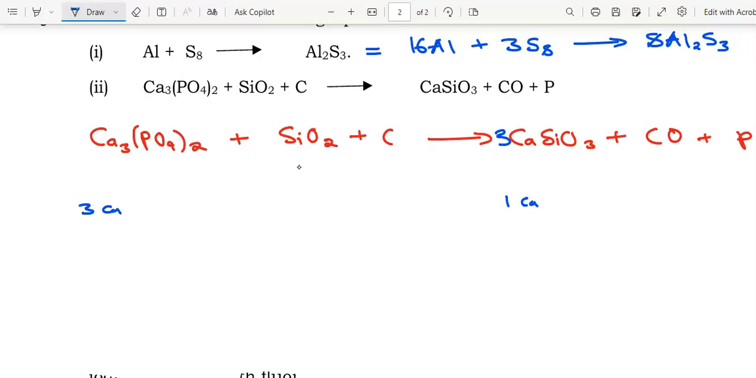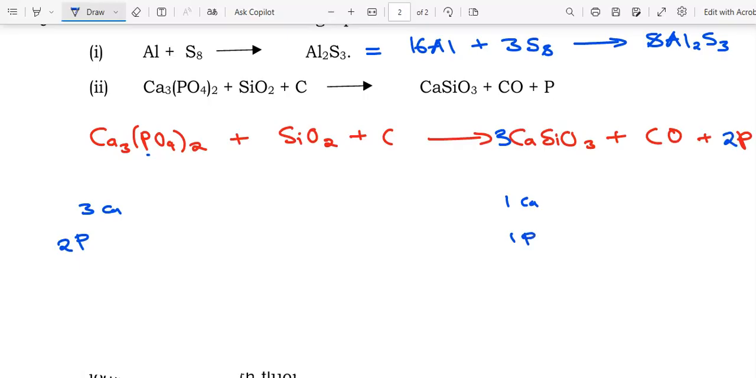Let's go now to the atoms of phosphorus. Okay, we are balancing atoms, not the compound. Phosphorus here we have 1, but outside we are going to multiply 1 by 2 of phosphorus to be 2 here. We have 2, and here we only have 1, so we're going to multiply by 2.